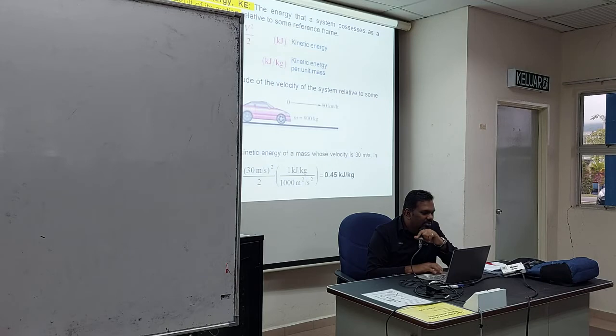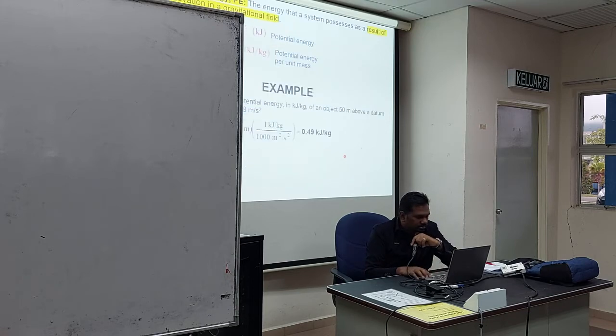So you kena gunakan formula ni. So specific kinetic energy of a mass whose velocity is 30 meter per second in kJ per kg. So you gunakan formula ni. Kinetic energy per unit mass adalah V square over 2. Okay, V adalah 30 meter per second square over 2. Ini unit conversion. So you dapat dalam kJ per kg. Okay, similar for potential energy, PE.